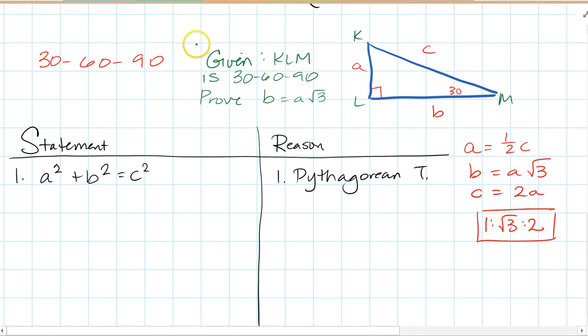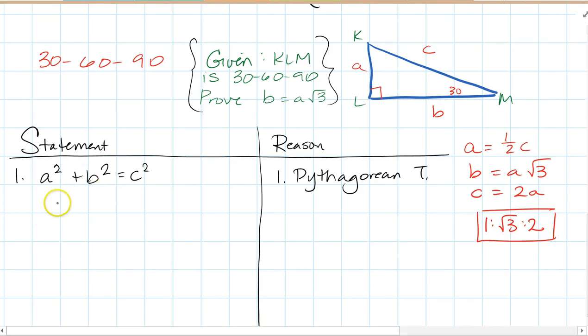Okay, I'm going to do this a little bit differently than the last one. Given that KLM is a 30-60-90, prove that B is equal to A root 3. So I could prove any of these, and I can only prove one thing at a time. So that's all I'm going to do. But let me show you how it works.